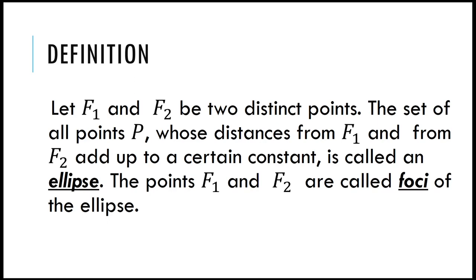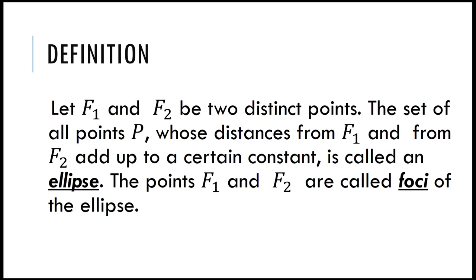Okay, for ellipse, say we have two distinct points. Tawagin natin silang F1 and F2. And then, we trace the set of all points P na kung saan yung distance from F1 and F2 kapag pinag-add ko is always a certain constant. The set of all points there, or the locus of all points that satisfy this condition is called an ellipse. So, conversely, ibig sabihin nitong definition natin is, any point in the ellipse, laging yung distance from two distinct points, yung sum nila is always a constant.